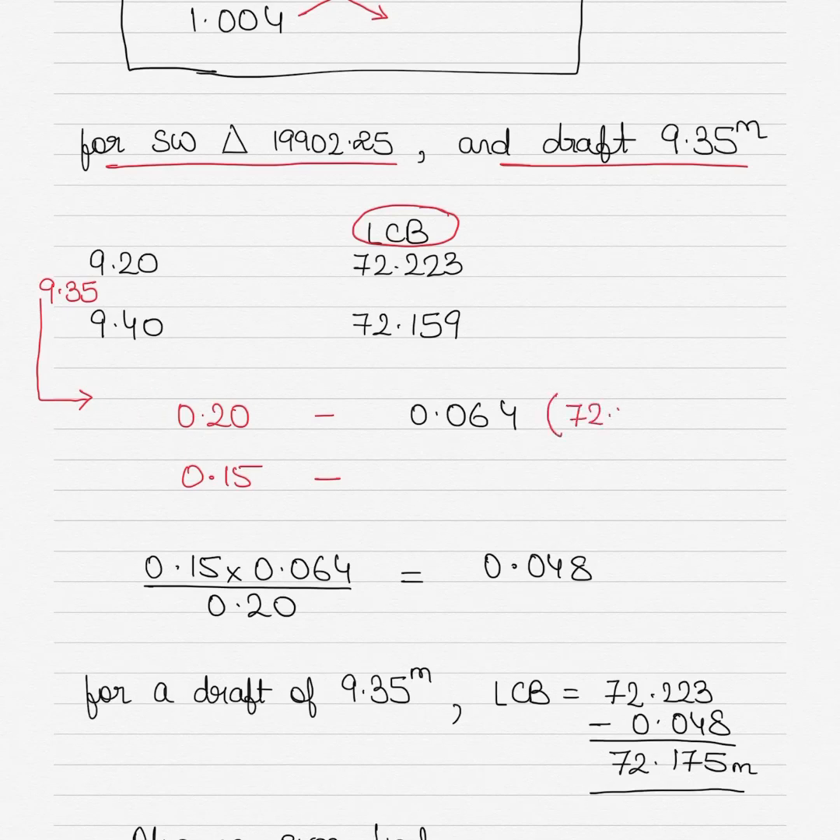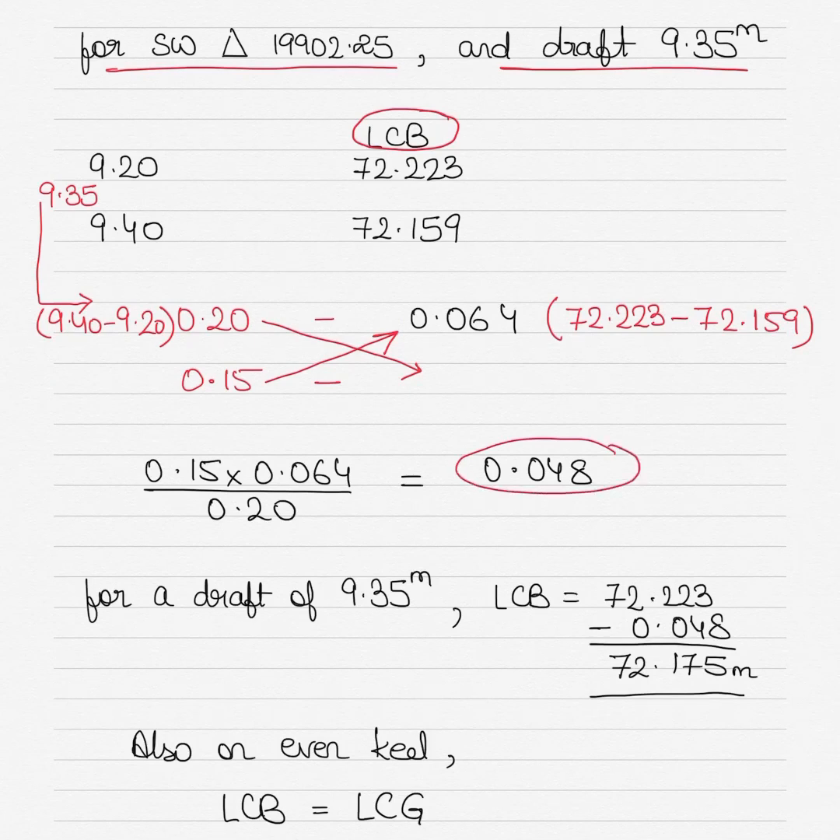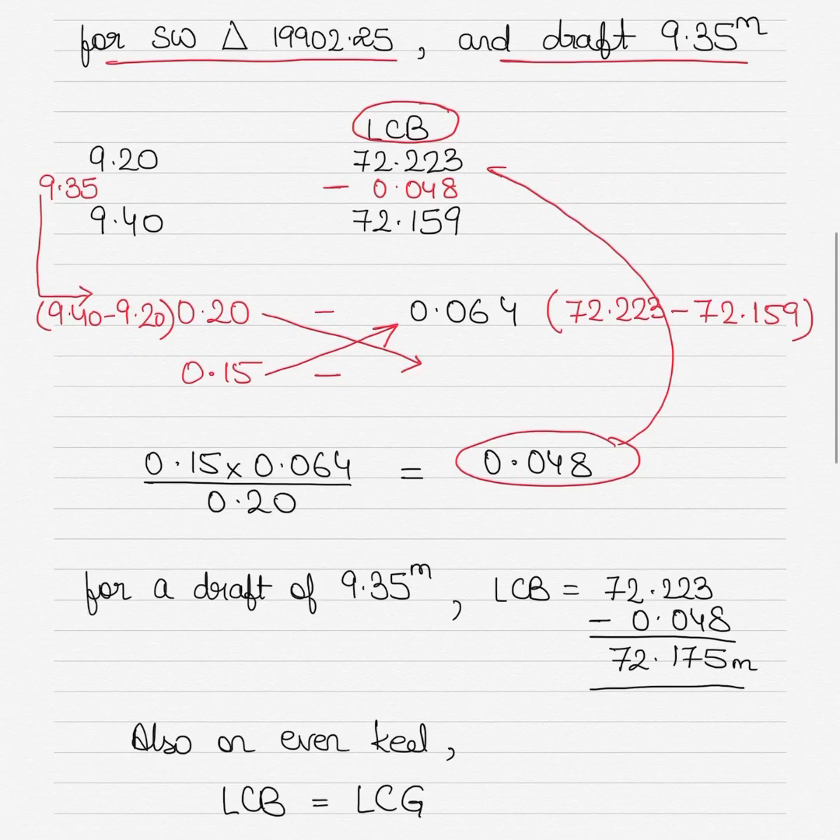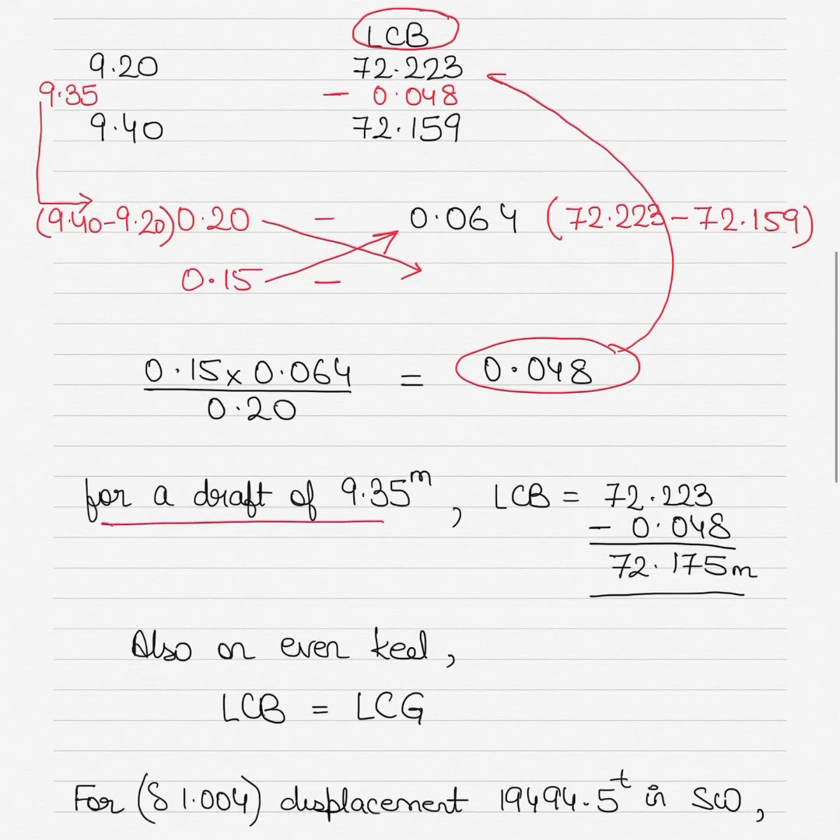This difference is for 72.223 minus 72.159. This is 9.4 minus 9.2. This is giving you the difference. So for a draft difference of 0.2, the difference in LCB is 0.064. So what we need is for a change in the draft of 0.15, and that is what has happened. But in this case, when you find out the correction of 0.048, you can see the LCB value as you go from 9.2 to 9.4 is actually decreasing. So this time the correction you will apply, you will not add to it, you will subtract 0.048 to get the LCB for a draft of 9.35 meters.